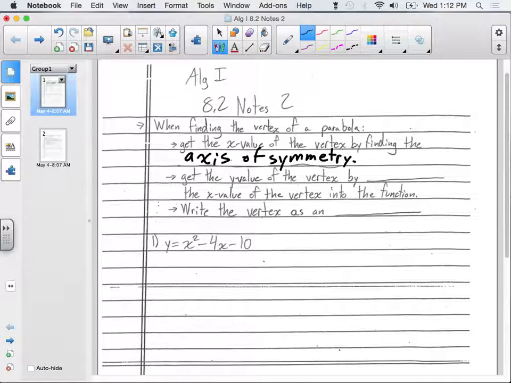So if we have an axis of symmetry that had an equation like x equals 4, the x value of our vertex would be what? 4. Because all points on our axis of symmetry have an x value of 4, right? Alright, so that's how we find our x value. Once we do that, we can get our y value by substituting in the x value that we just got.